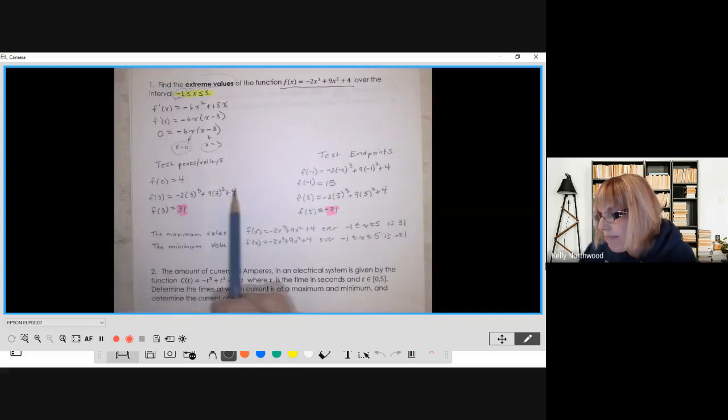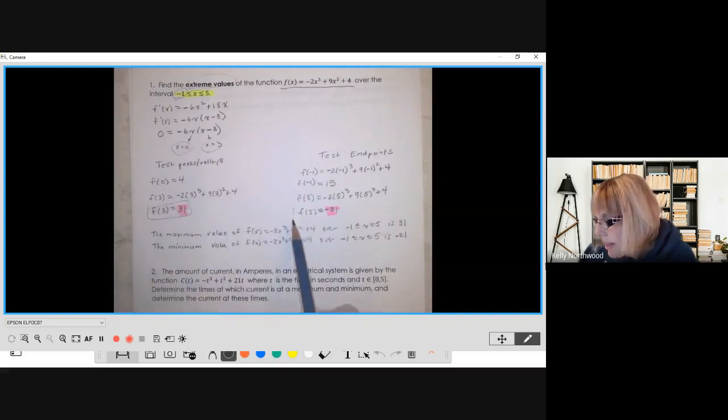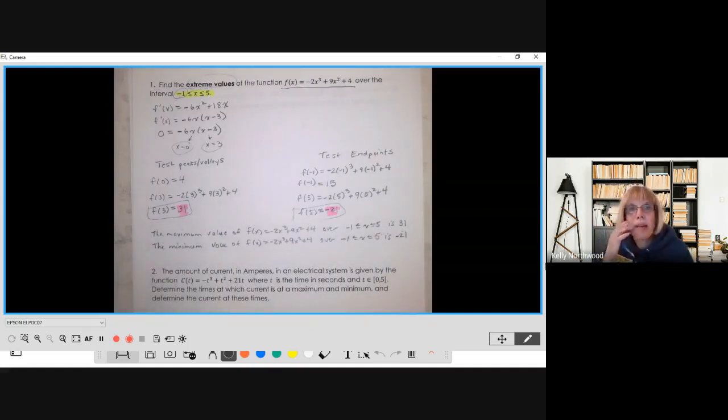Do we have to rewrite the maximum value of f at x, you know? No, you could just kind of box up these. As long as you've shown all your work, you can write the maximum value is 31 and the minimum value is -21. I'm just trying to be really specific because it's the first question we've gone through today.